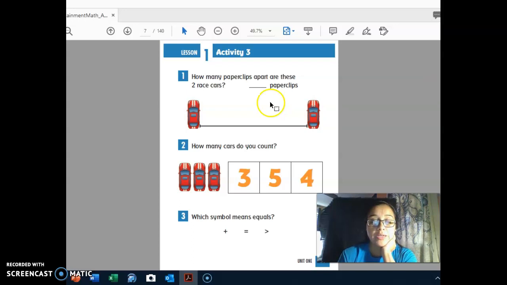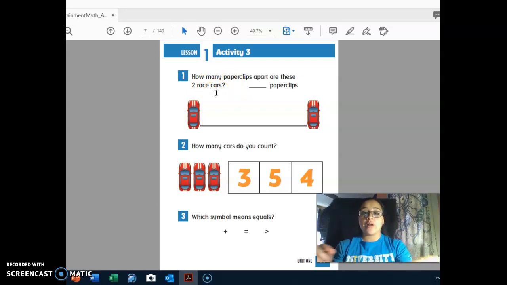And number 1 here, it says, how many paper clips apart are these 2 race cars? So you're going to need paper clips, and you're going to measure how far apart these 2 cars are. If you don't have paper clips, it's okay. Just make a rough estimate. Number 2, how many cars do you count? 1, 2, 3. Circle the correct number. Is it 3, 5, or 4?